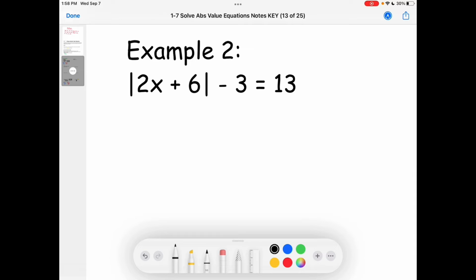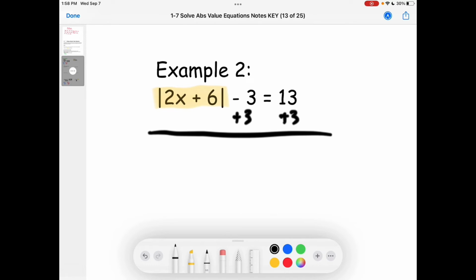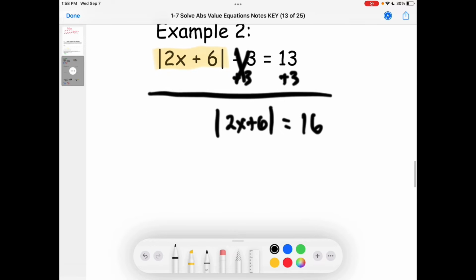Example number 2, we've got something happening to our absolute value part. Remember that the first thing we want to do is always get this thing completely by itself. So the question: how do we get rid of this minus 3 at the end? We're going to add 3. All of that gets simplified down. Everything over there goes away, and we just have the absolute value part. On the right side, it's equal to 16.